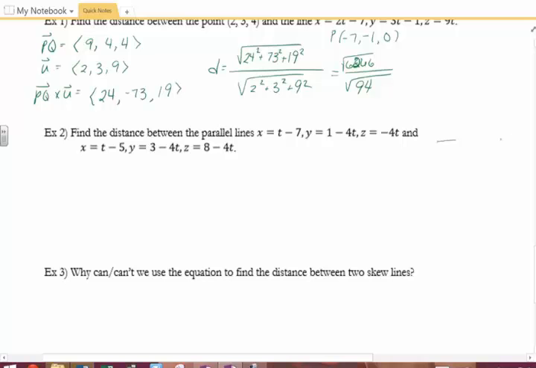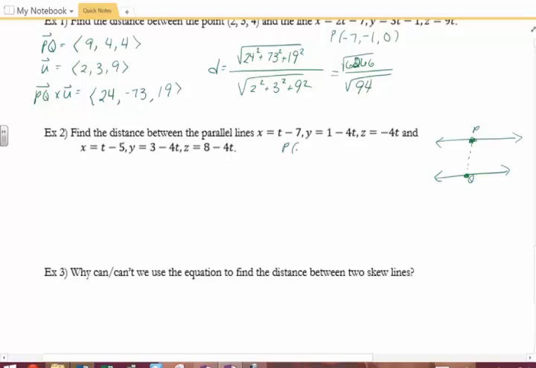What if I want the distance between parallel lines? Well, it's a lot like the distance between parallel planes. I still need points on each. And then basically I find this distance right here. So I need, again, PQ cross U over the magnitude of U. So I need a point up here and a point down there to be P and Q respectively.